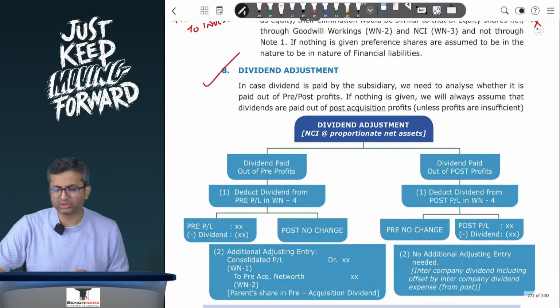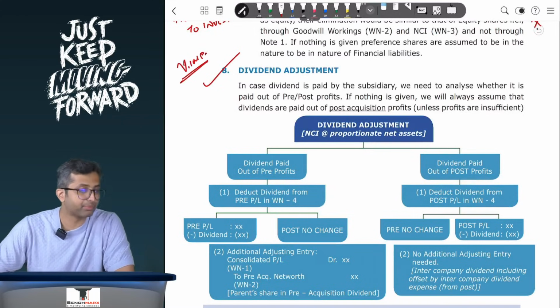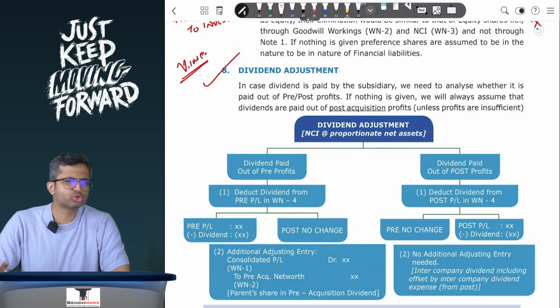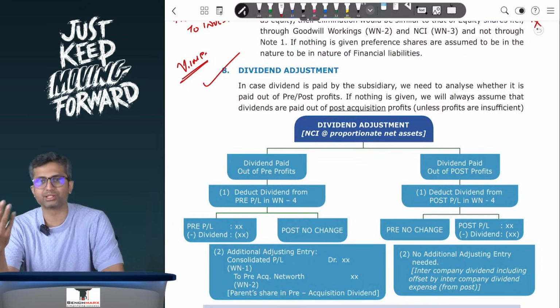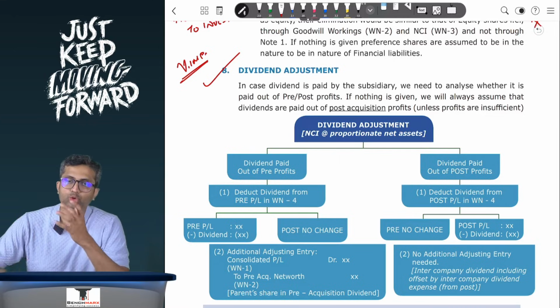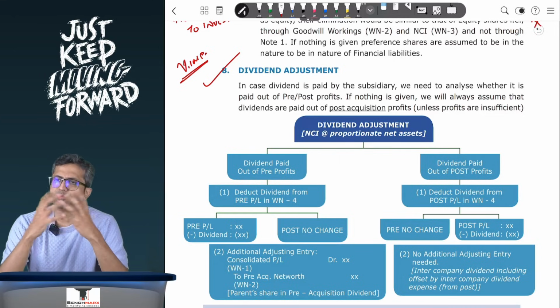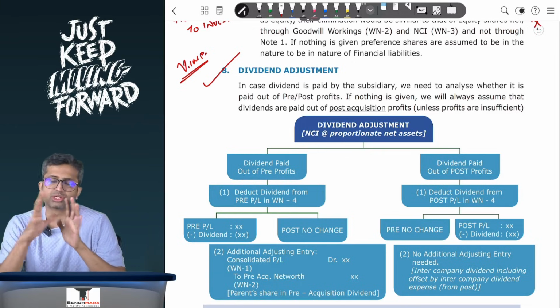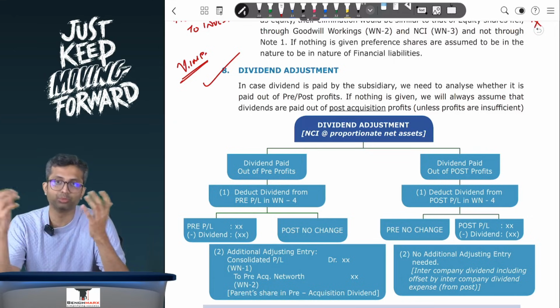Then comes dividend. Now, this is again a very important adjustment, and this creates a lot of problems for a lot of students. So you should remember the general rules that you need to follow. Remember, dividend is appropriation of profit. Let's say I have reserves worth 500, out of which 400 were earned pre-acquisition and 100 was earned after acquisition. Now, I pay a dividend of, let us say, 50 rupees.